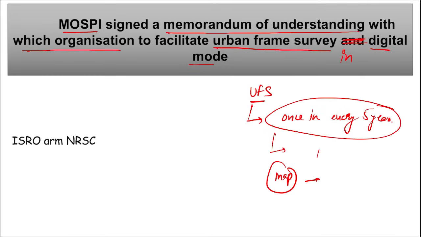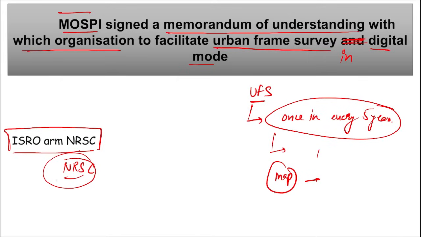So every 5 years this survey is done so that accurate data on the maps can be represented. So remember, it is the Ministry of Statistics and Program Implementation that signed an MOU with which organization? They signed an MOU with ISRO's arm, that is NRSC. NRSC stands for National Remote Sensing Centre, right? And this comes under ISRO only, and they signed this MOU in order to facilitate Urban Frame Survey in digital mode. This survey is conducted once every 5 years to give accurate data about the boundaries, about the blocks and units of towns, so that satellite data can be projected accurately.